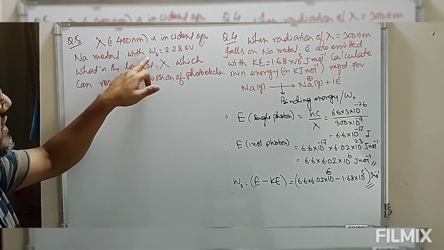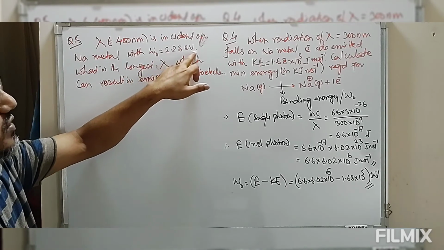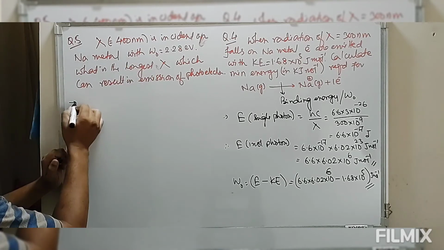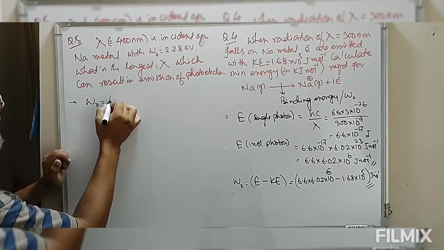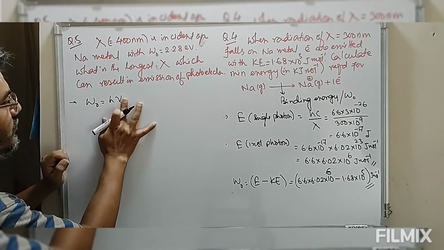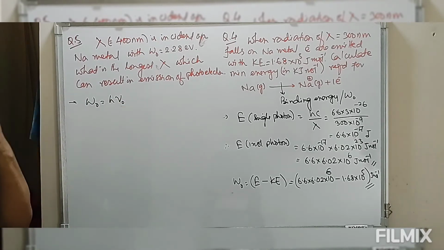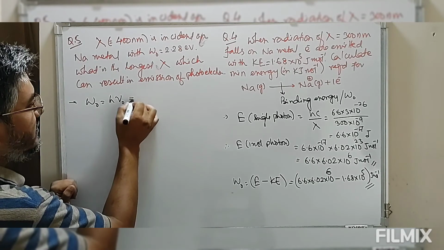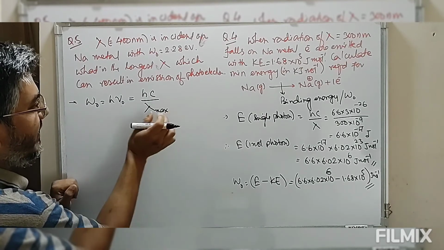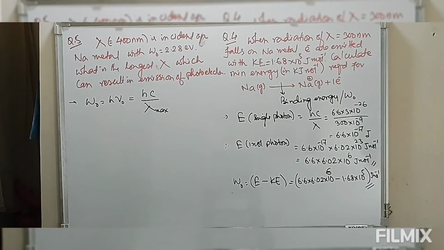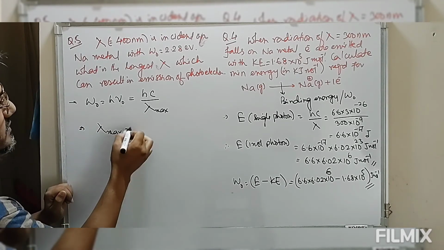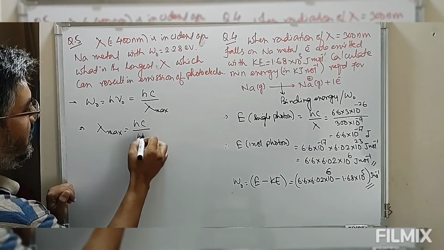So now look at this. We have the minimum energy required for a photoelectron, which is given as h nu, or sorry, the work function. So the work function is h nu. So this is the minimum frequency required for the ejection of an electron. If the frequency is minimum, then the wavelength should be maximum. This is the maximum wavelength required for ejection of electrons. So therefore the maximum wavelength is equal to hc by work function.